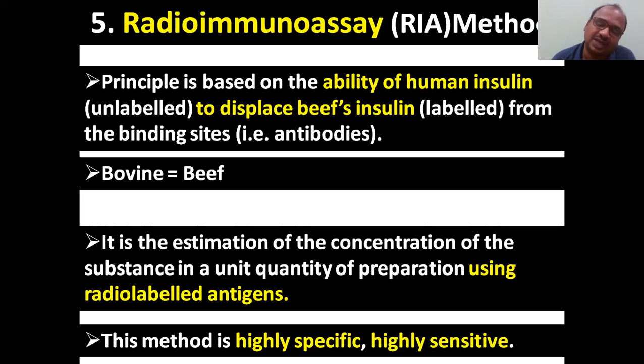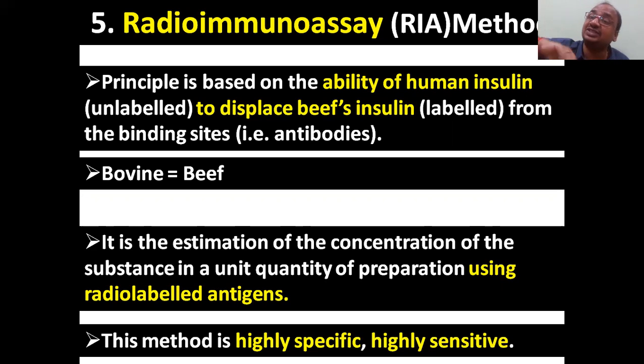Radioimmunoassay method. This also comes under bioassay only. Here, the principle depends upon the ability of the human insulin, either a test insulin or standard insulin, to displace the beef insulin. That is a key word you have to keep in your mind. I will show you in the diagram stepwise, but keep in mind the displacement of the beef insulin by the human insulin, that is, the standard insulin or test insulin.